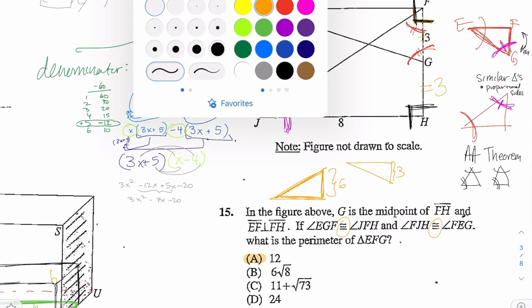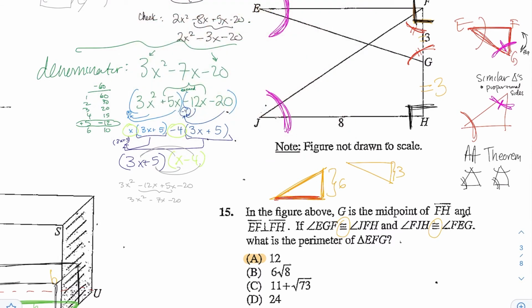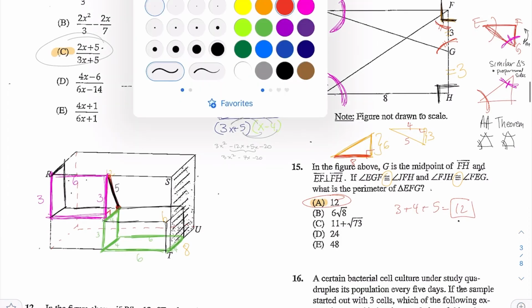Now, the base of the bottom triangle here is 8. So that corresponds to the top here. It's going to be half of that, or just 4. So the top triangle is a right triangle. That's going to be a 3, 4, 5 special right triangle. So the perimeter of triangle EFG is going to be 3 plus 4 plus 5, or 12. Choice A.